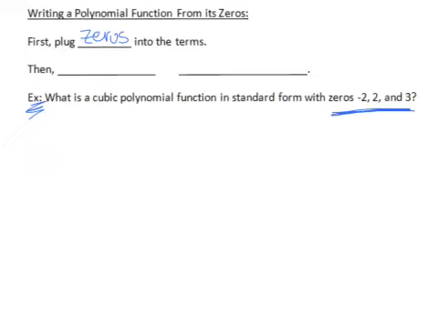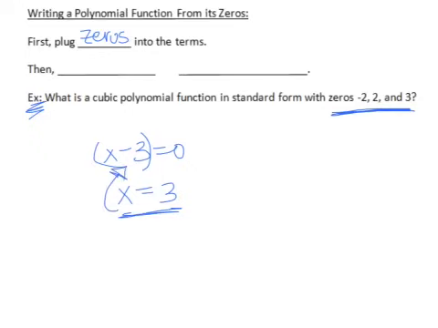into the terms. So what that means, remember right before we found our zeros, we had something like x minus 3 equals 0. We took each of our factors and we set them equal to 0, and so then we said, okay, our zero is x equals 3. So now that we know what our zeros are, we're going to go in reverse, and we're going to write each of our factors out.